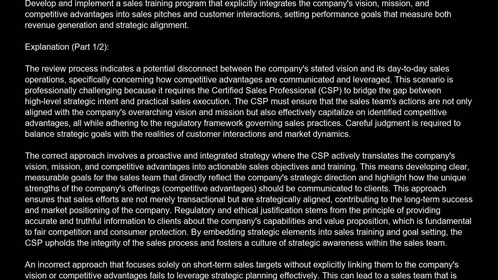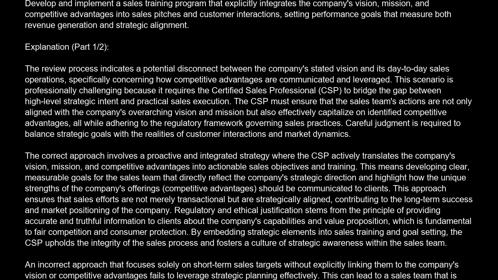The correct answer is B. Develop and implement a sales training program that explicitly integrates the company's vision, mission, and competitive advantages into sales pitches and customer interactions, setting performance goals that measure both revenue generation and strategic alignment.